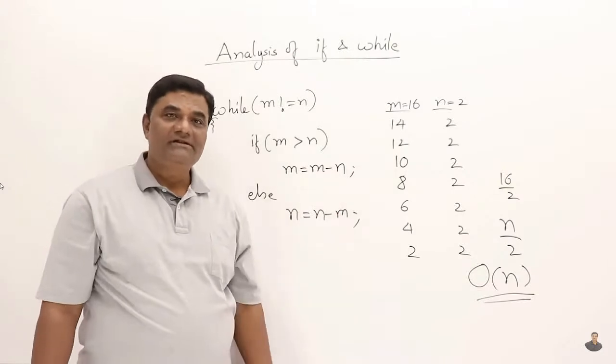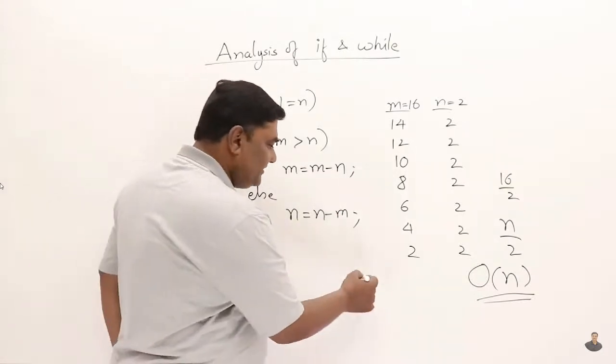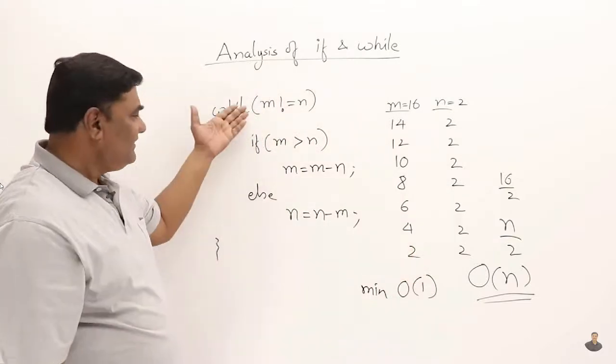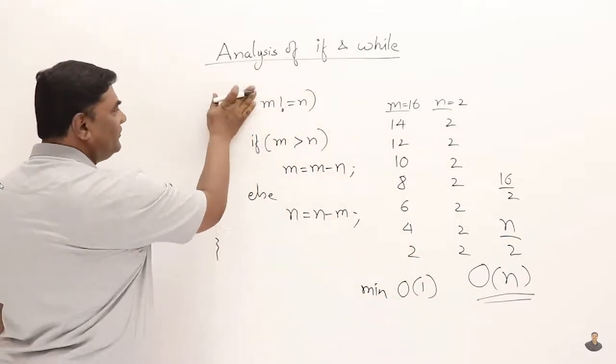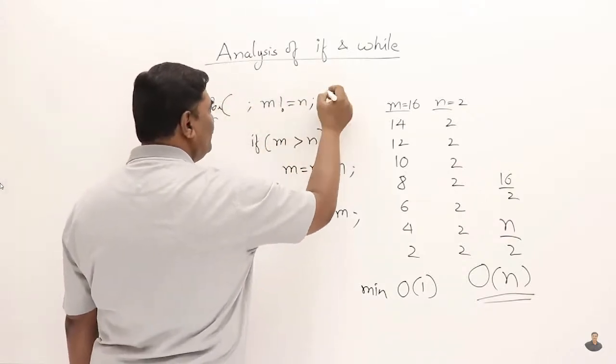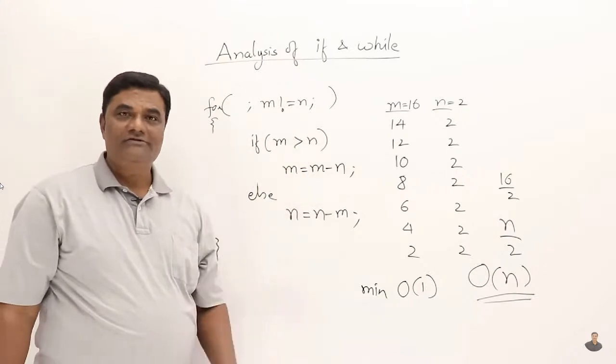And what is the minimum time taken by this algorithm? It is 1. Means 1 time it is executing. So minimum time is order of 1. Maximum time is order of n. I can write the same thing even using for loop. I'll just convert it into for loop. For nothing initialized and only the condition, then no updation. I can use for loop also.